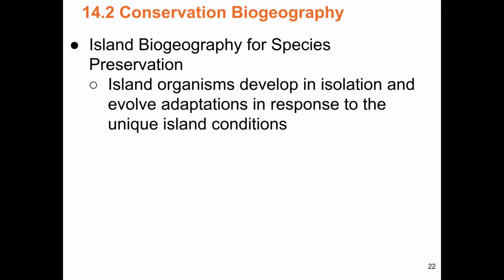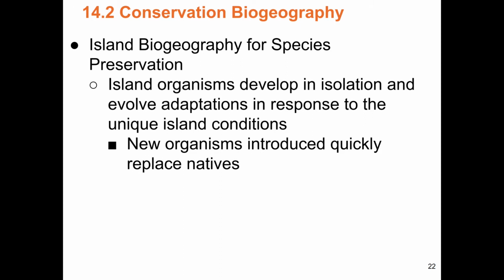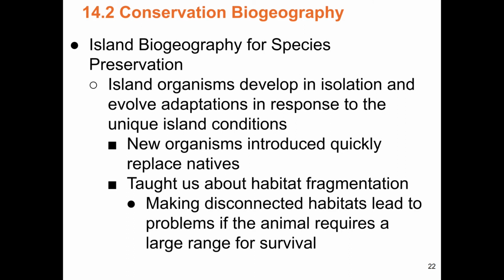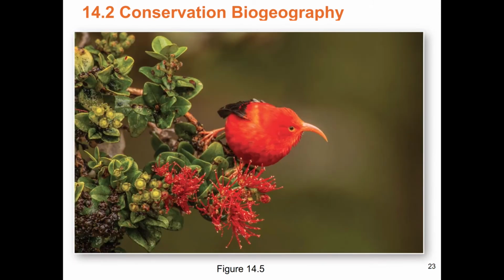So island organisms develop in isolation. They're often unique, like on Hawaii. New organisms quickly replace natives. It taught us about habitat fragmentation. I'll talk about that in just a second. Disconnected habitats lead to problems. Yes, habitat fragmentation. So yeah, I think that's an iwi. I think it's a honey creeper. It's a native bird in Hawaii.